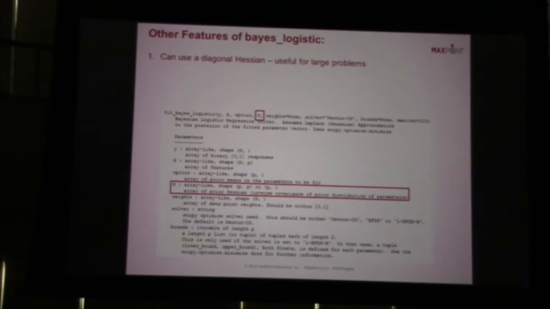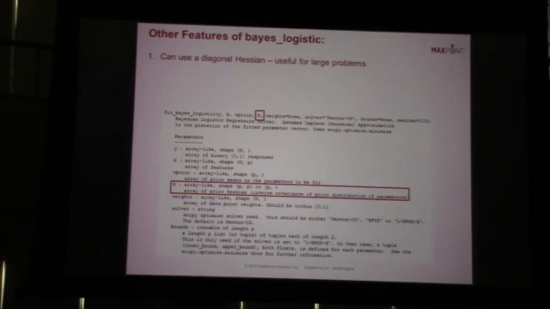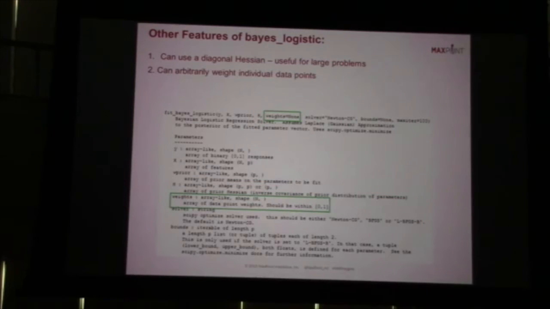There are a few other features I just want to talk about very briefly. You can use a diagonal Hessian, so you don't have to use the full Hessian matrix if you have large problems. If you put in H and it's a matrix, it will assume you have the full Hessian. If it's a vector, it'll assume it's diagonal. It does a whole bunch of input checking in case you screwed up your dimensions.